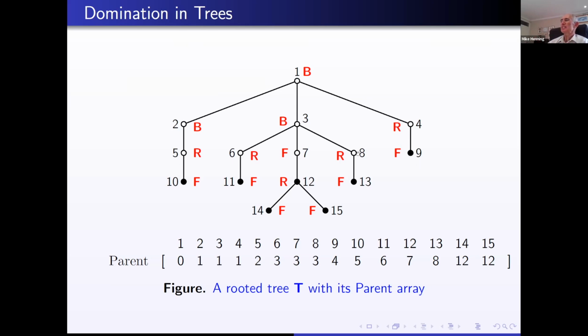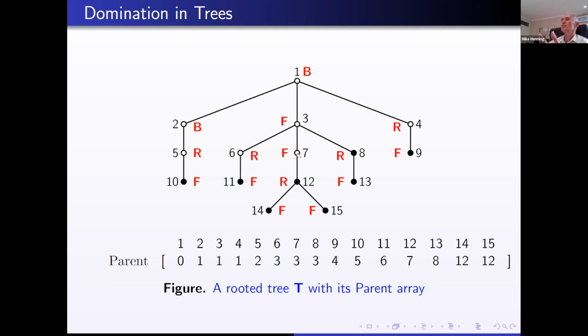Then I go to vertex 8. If a vertex is required, I add it to the set, and if its parent is bound, that means it needs to be dominated, but if I've added 8 to the set, this becomes free. I don't have to dominate it because it's already dominated from below. So they change. 7 is free.